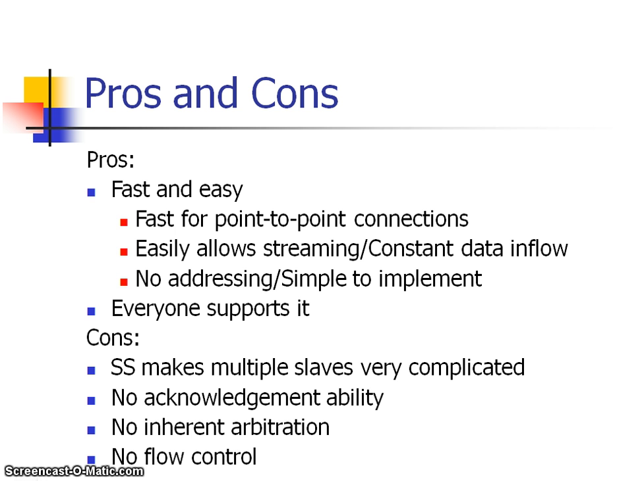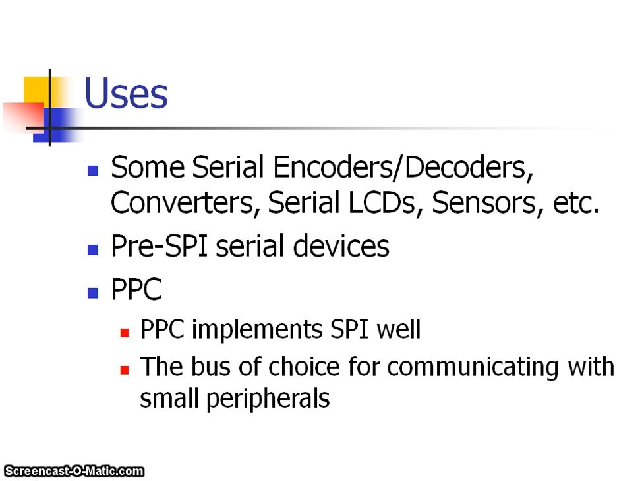So because of some advantages and disadvantages, we can go for either serial or parallel communication. There are different uses. Serial encoders, decoders, converters, serial LCDs and sensors use this type of communication. Pre-SPI serial devices also use this type of communication. PPC implements SPI very well. The bus of choice for communication is also important.